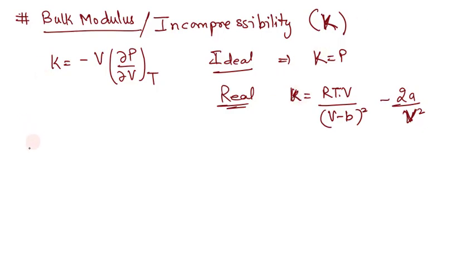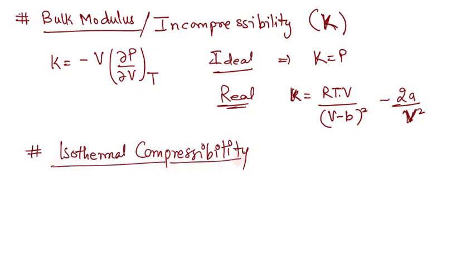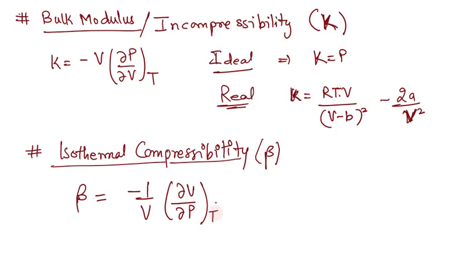The second quantity which we often define is isothermal compressibility. Don't follow these symbols like K, and I'm using beta here; questions may use some different notations. So you have to remember these words, not these K and beta. This isothermal compressibility beta is defined by minus 1 over V del V by del P at constant temperature. So this is how the volume is varying with pressure.